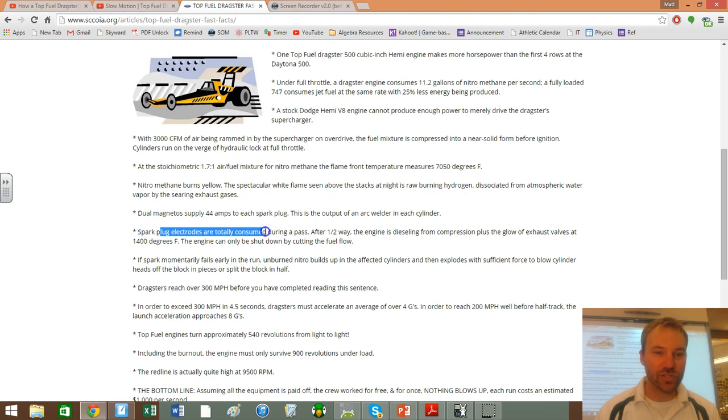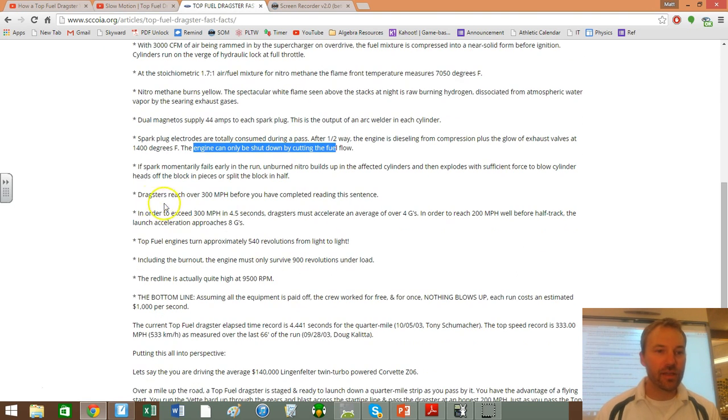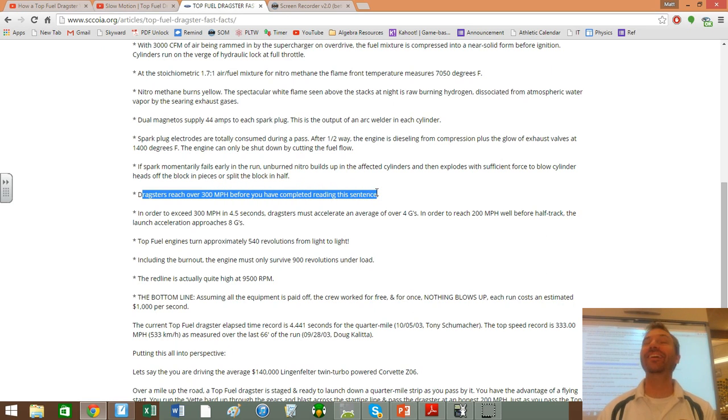Spark plugs are totally consumed after halfway, and the engine is dieseling from compression. You can only slow it down by turning off the fuel. It would just continue to run because it compresses everything and it ignites on its own. A dragster can reach over 300 miles an hour before you have completed reading this sentence. They go 0 to 60, get this, in 0.3 seconds. It takes my truck, I think, 5 seconds to get there. Unbelievable.